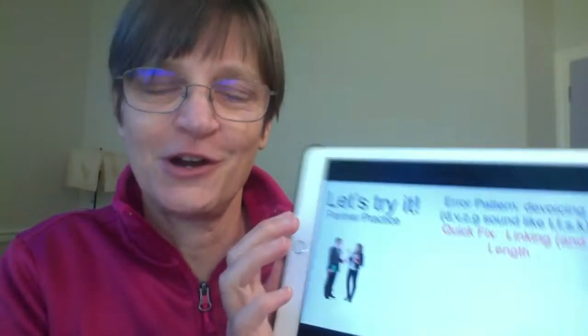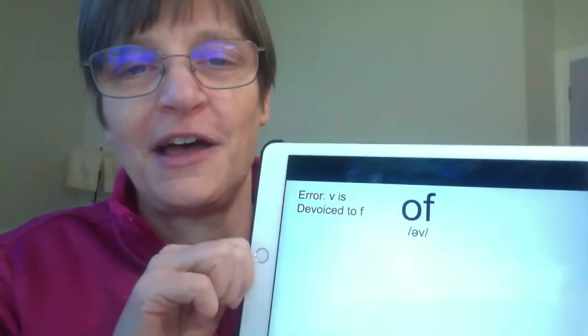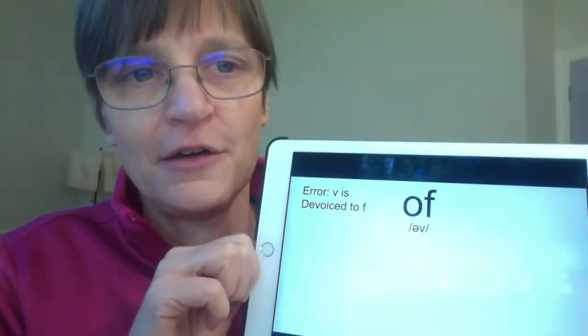So for those of you who can come to class tomorrow, we'll be doing some partner practice and trying that with one another. For today, we're going to take a look at another common word and a common error you might have, which is on the word of.